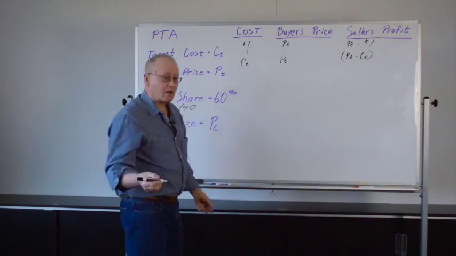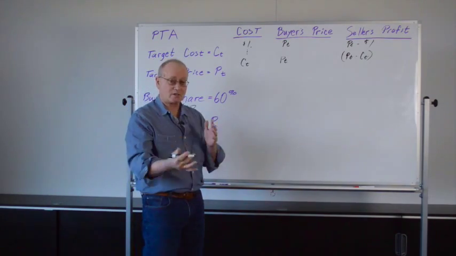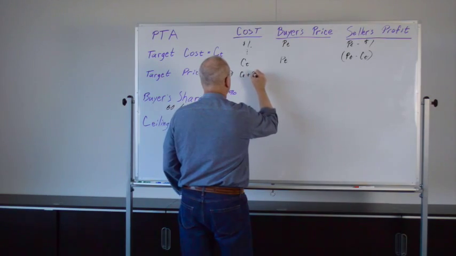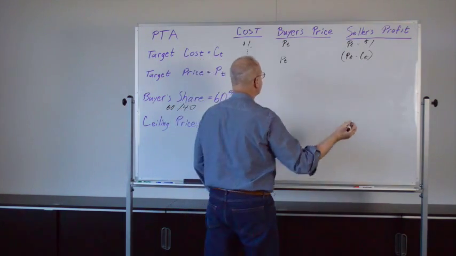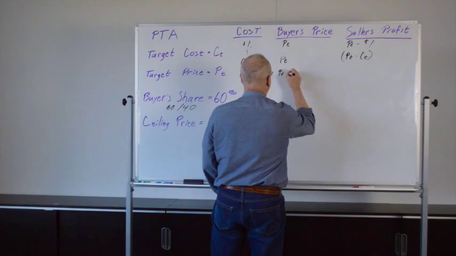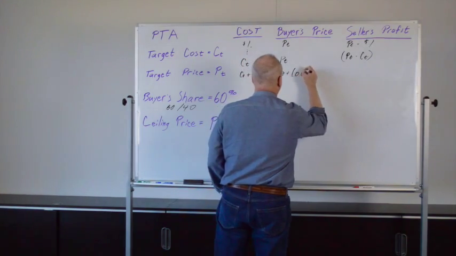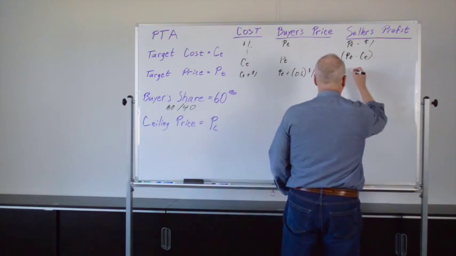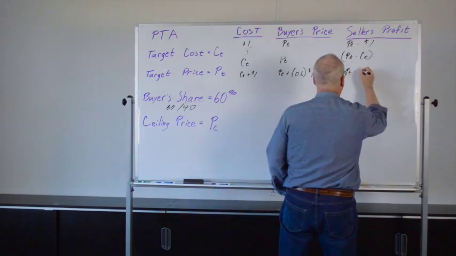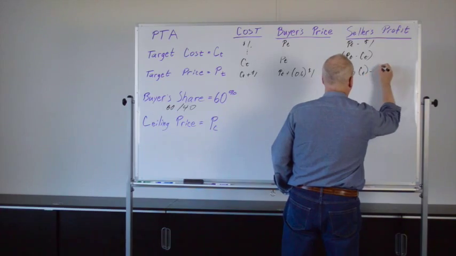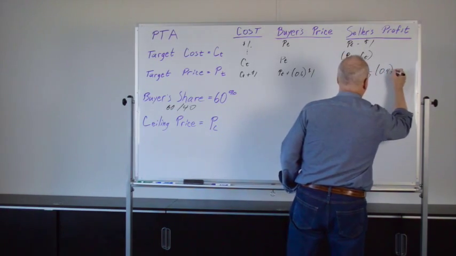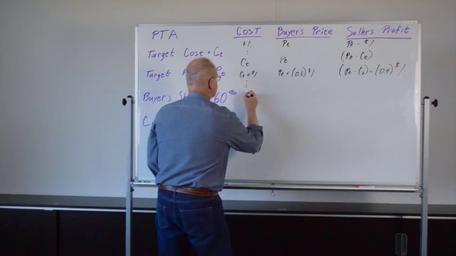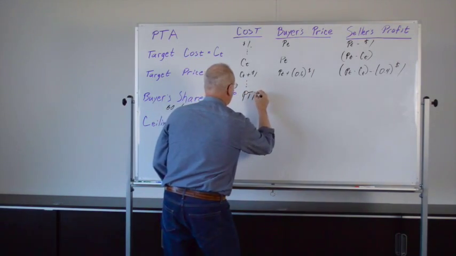The very next dollar of cost, we're going to start this cost sharing. So with C sub T plus $1, the buyer's price is going to be P sub T plus 60% of that dollar. And the seller's profit is going to be P sub T minus C sub T minus 40% of that dollar. And this continues up until we get to the PTA.